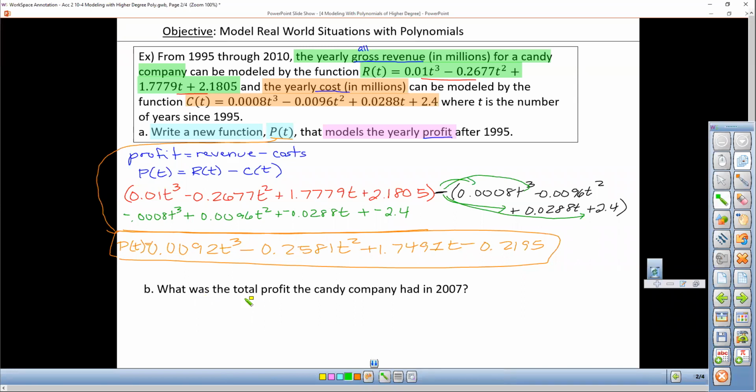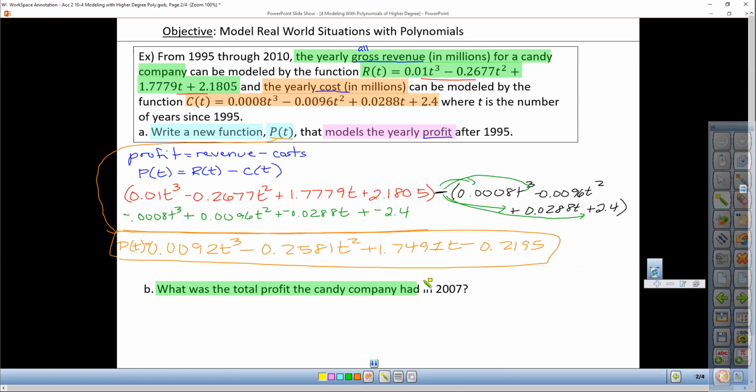So now remember, part B can often be about using your function from part A, but not always. So always be careful to read carefully and make sure. This says what was the total profit the candy company had in the year 2007. So we are calculating a total profit, and remember our P of T models our profit, and yearly profit is going to be the same thing as our total profit in a particular year.